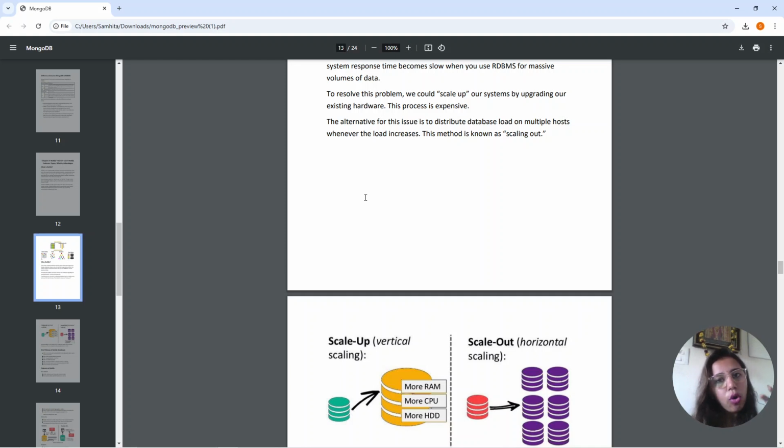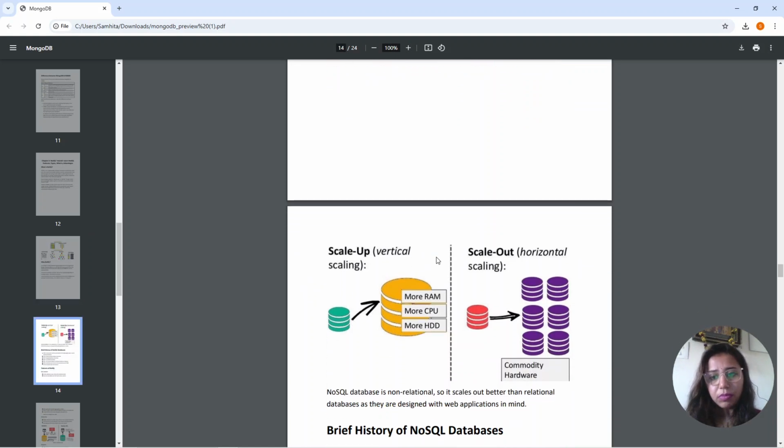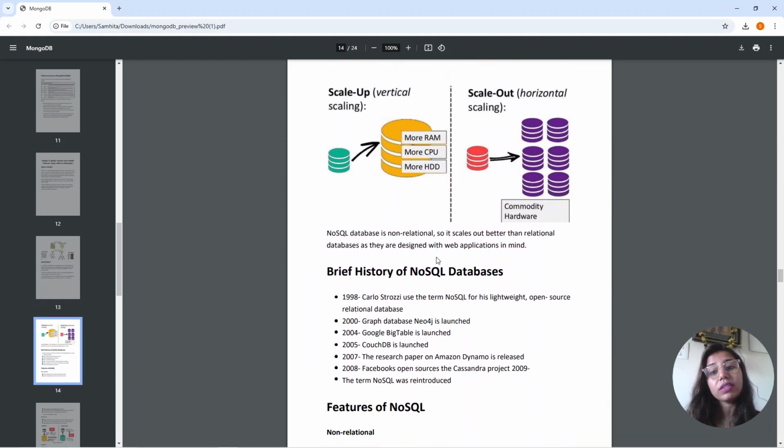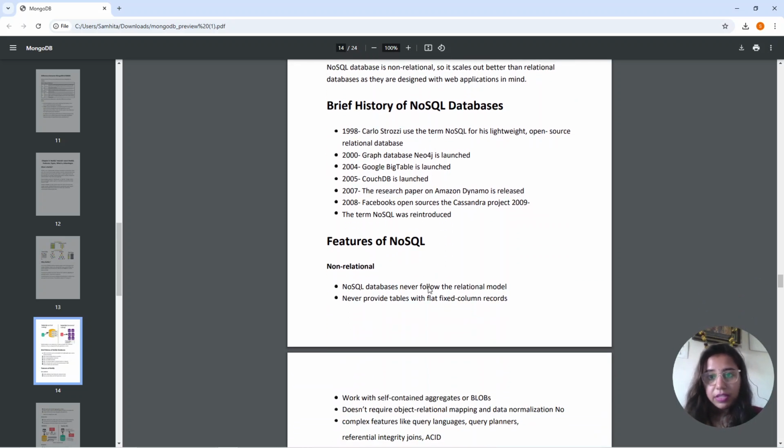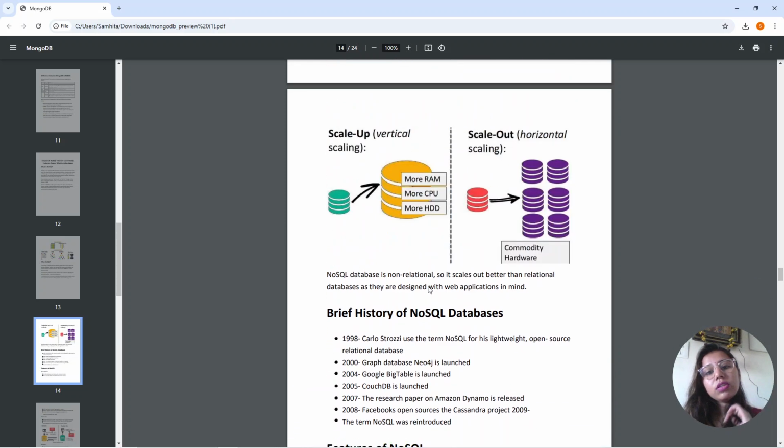Instead of putting all the data in one machine, that is your scale up, vertical scaling. What happens is you keep adding memory, CPU, RAM, everything. So your system's response time becomes slow. That is why we have started this horizontal approach, that is your NoSQL. So that is why we now have scale out, horizontal scaling. These are the 2 differences you should know very well, because it is very important.